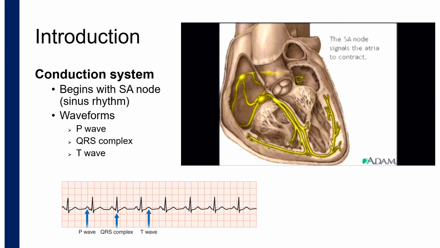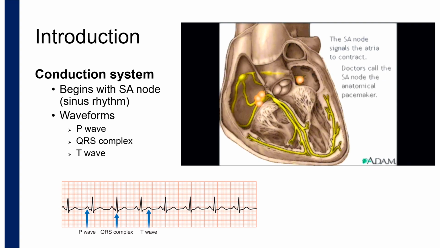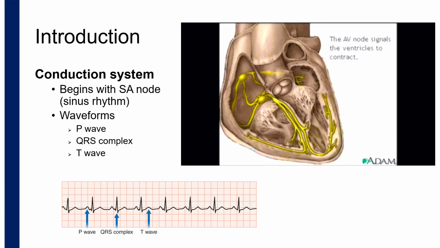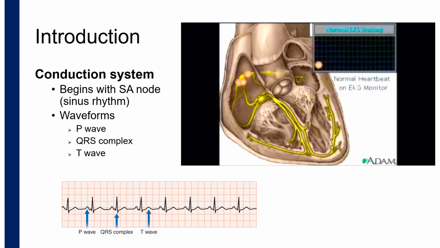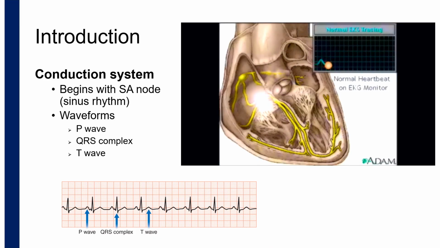The SA node starts the sequence by causing the atrial muscles to contract. That's why doctors sometimes call it the anatomical pacemaker. From there, the signal travels to the AV node, through the bundle of His, down the bundle branches, and through the Purkinje fibers, causing the ventricles to contract. This signal creates an electrical current that can be seen on a graph called an electrocardiogram or EKG. Doctors use an EKG as a way of seeing how well the cardiac conduction system works. Any changes to the EKG can mean serious problems.